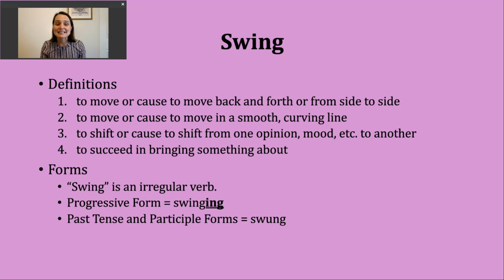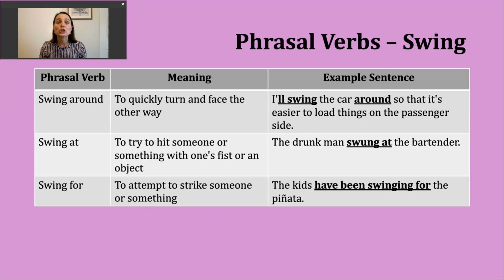The past tense and participle forms don't have an ed ending. We're going to change the vowel I to the vowel U, and this is pronounced swung. Swung. So swung is past tense. It's also the participle form, so have swung, has swung, and you might see some examples of that a little later. Now, let's take a moment to look at some phrasal verbs with swing.